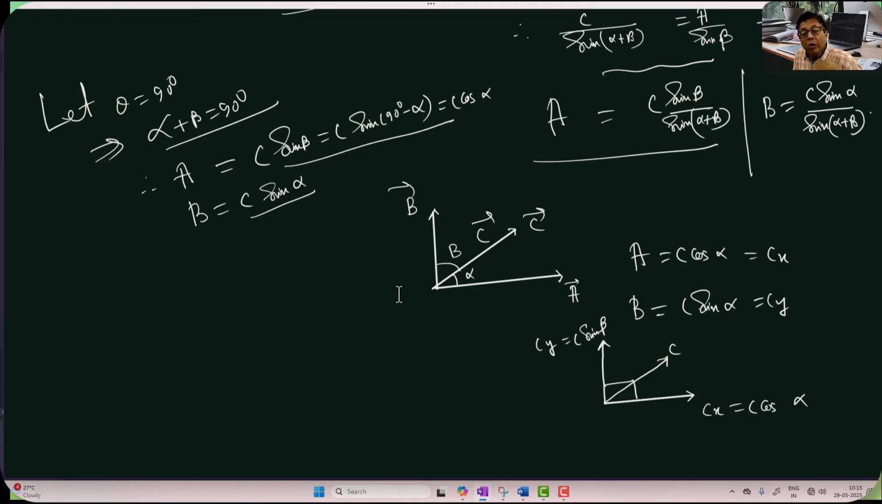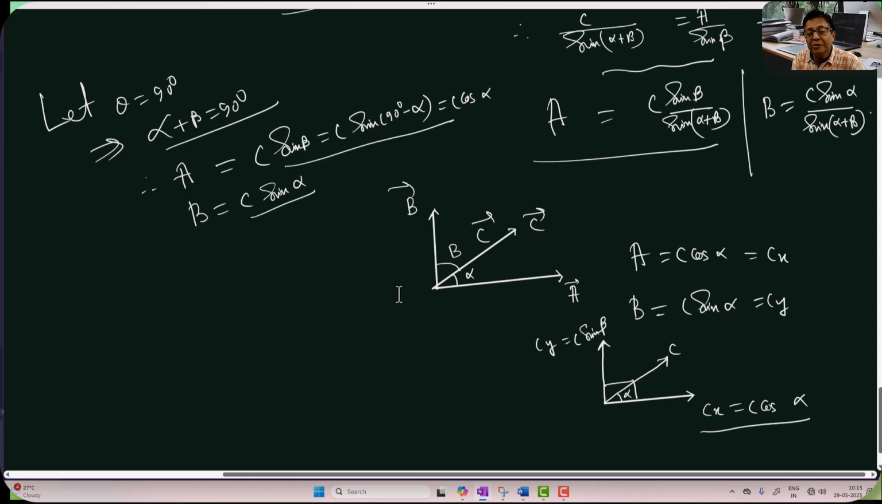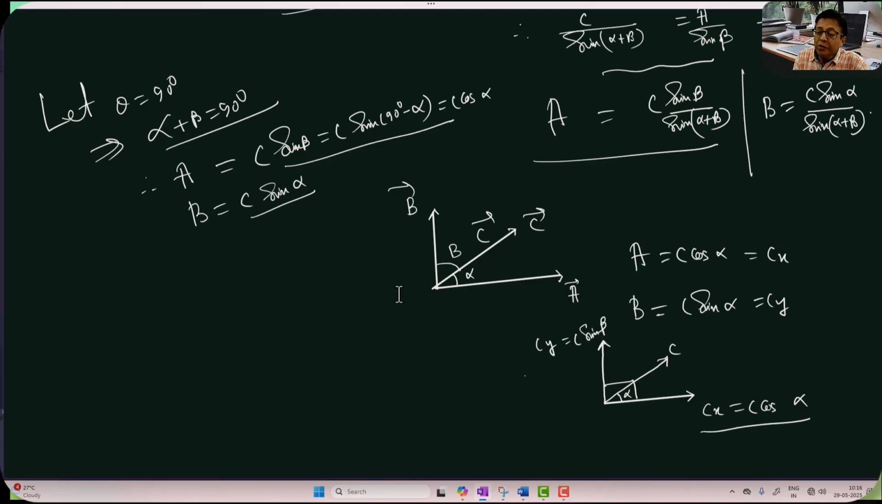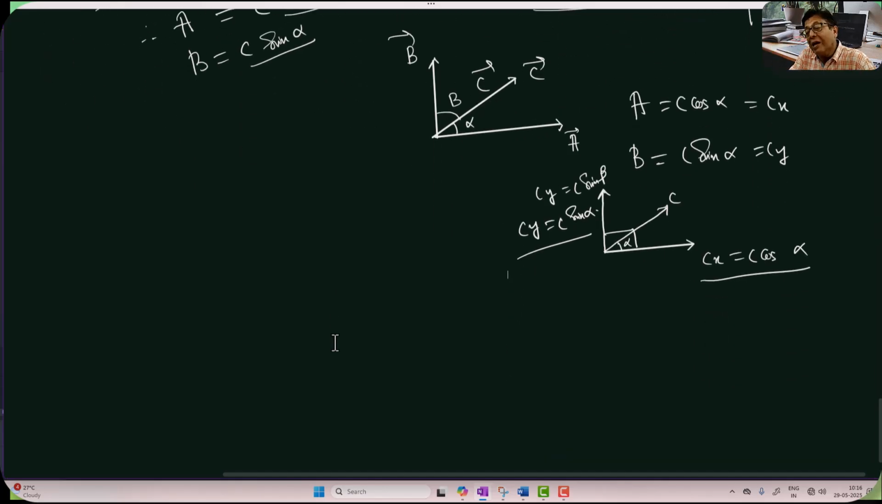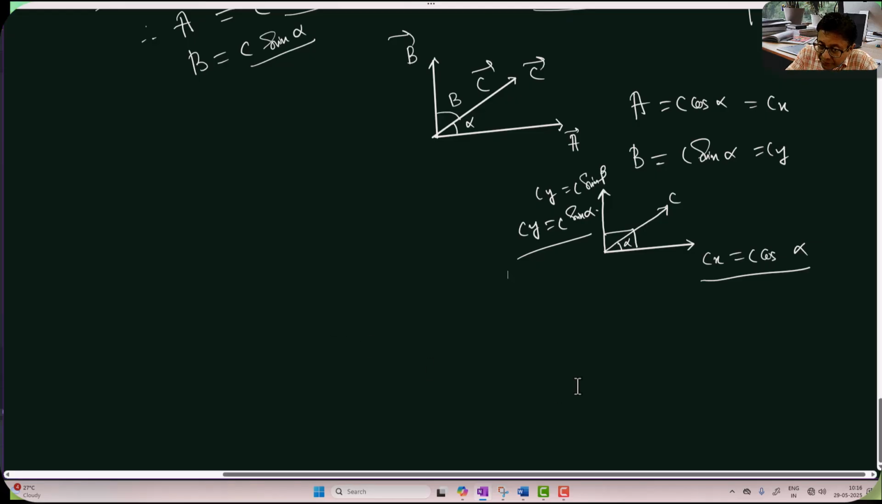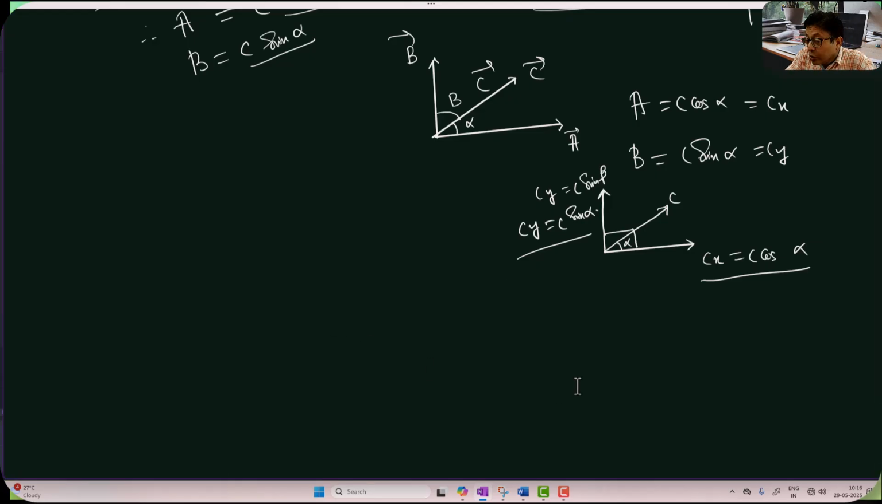So these are called resolved parts. These are called components of a vector in 2D and 3D. In 2D we have done. So a vector C can be resolved into its components. Suppose you know this angle only. They will say that horizontal component is Cx equal to C cos alpha, vertical component is Cy equal to C sin alpha. This method is very helpful. When a vector is resolved into its components, we can get the vector back from there, provided the two components are given.